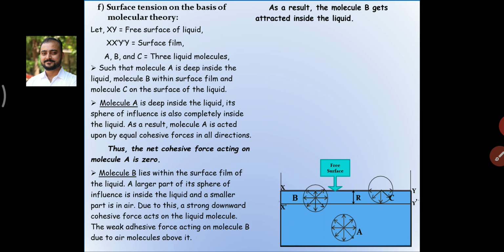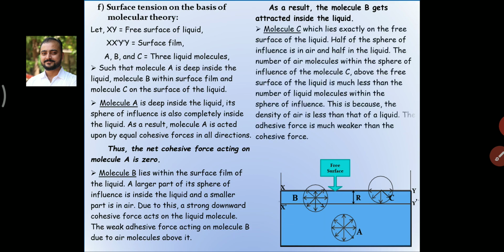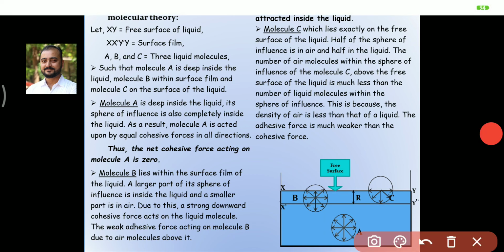Now what about the molecule C? In case of molecule C, it is somewhat different from both A and B. You observe that molecule C is present such that, as you draw the sphere of influence around it, 50% of it, meaning half of it, is within the liquid and half is within the air.